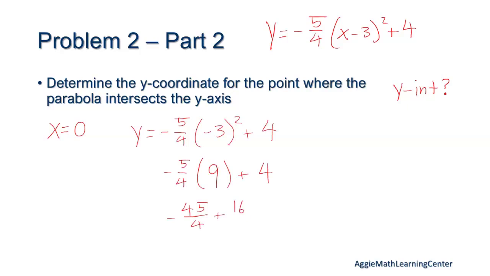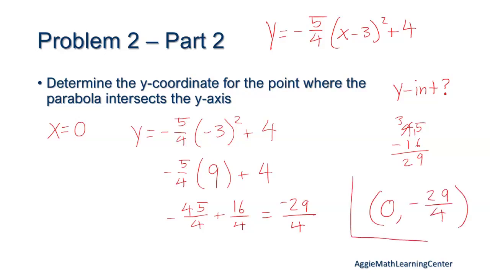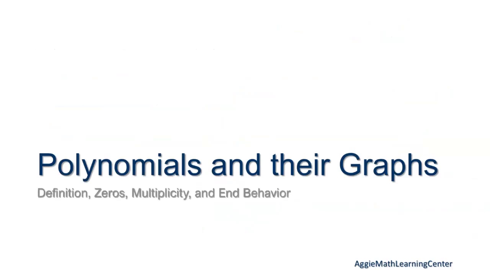9 times negative 5/4 is going to be negative 45/4 plus 4. And 4 I'm going to change to 16/4, just because we're working with fractions. Negative 45 plus 16 is negative 29. So I just took the 45 and subtracted 16 from it. We've got negative 29 over 4. So that tells us when x equals 0, y is negative 29/4. Okay. They just asked for the y-coordinate, so well, we got the same thing. Perfect.